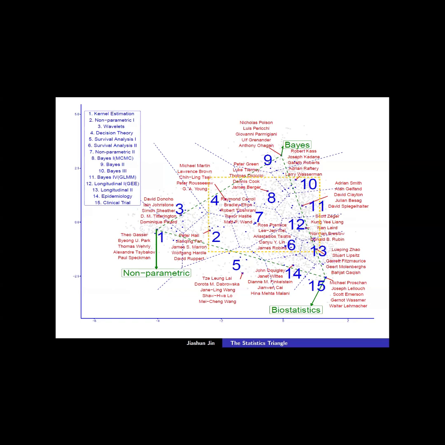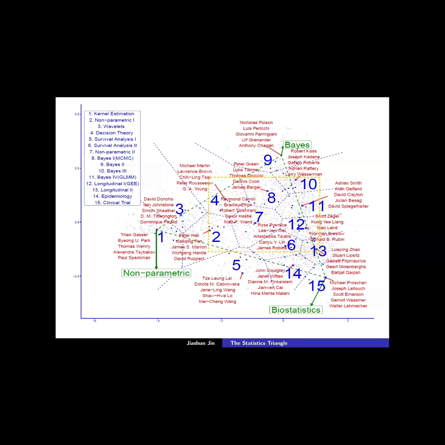Moving this way, we have the Bayesian area, and in area 12 it becomes longitudinal data. Norman Breslow is here. This is GEE, generalized estimating equations. One of his students, Xihong Lin, I'm going to show in the next slide. Xihong graduated with a PhD under Norman Breslow, so her career starts from here. And moving to 13, we have longitudinal data.